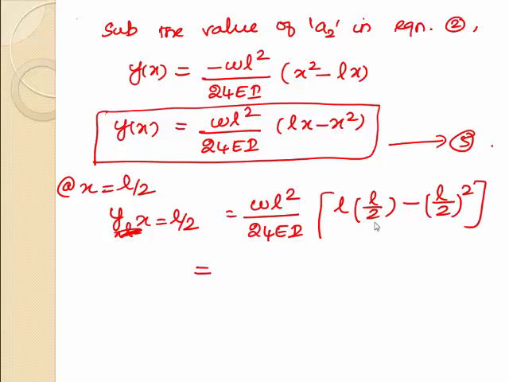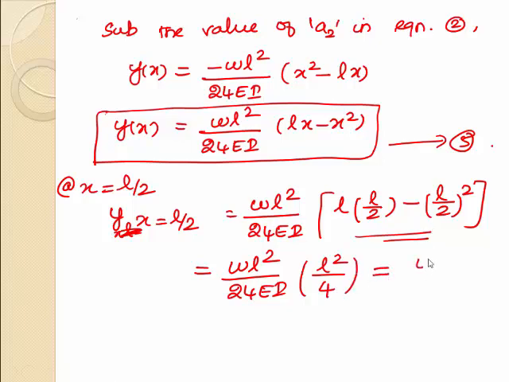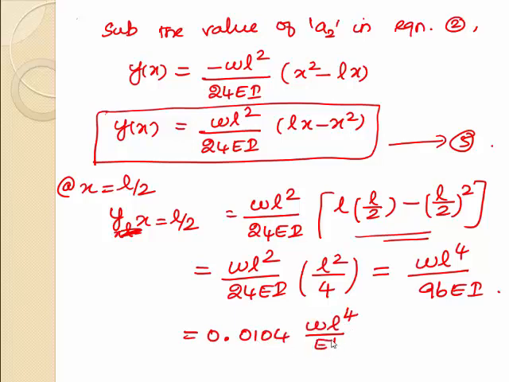So this is L square by 2 minus L square by 4. So the resultant is L square by 4. So WL square divided by 24EI into L square by 4 is WL power 4 divided by 24 into 4, 96EI. So 1 divided by 96 is 0.0104 WL power 4 by EI.